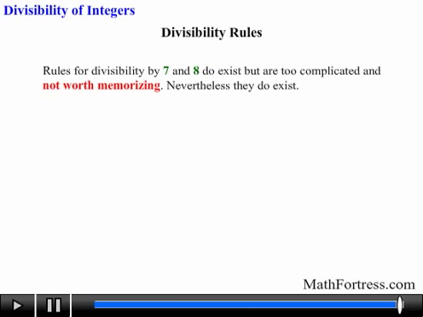Nevertheless, they do exist. Alright, in our next video we will focus on the concepts and terminology that are associated with special integers.